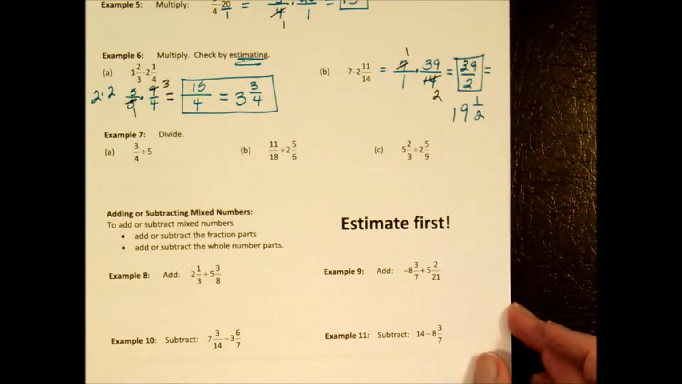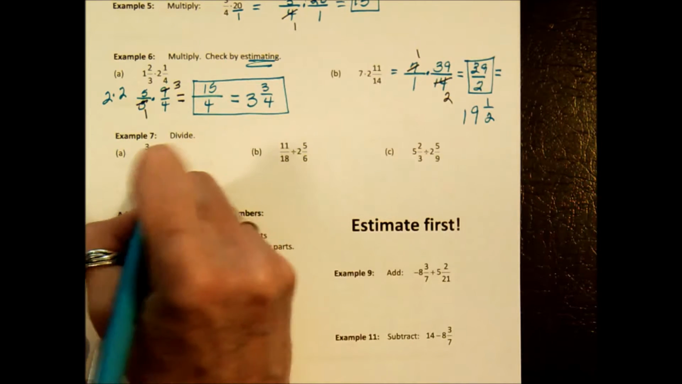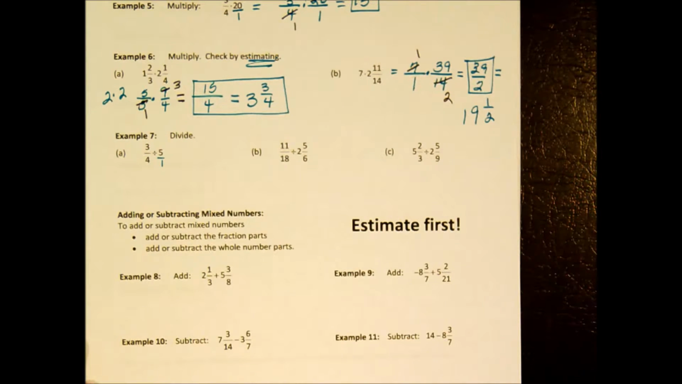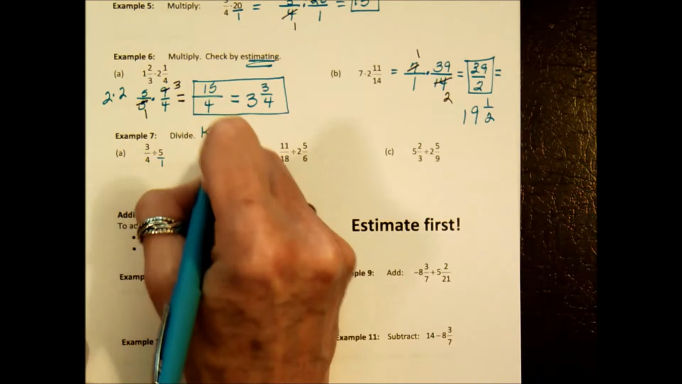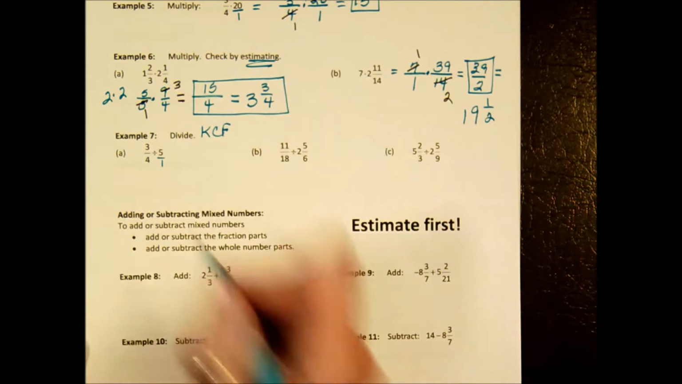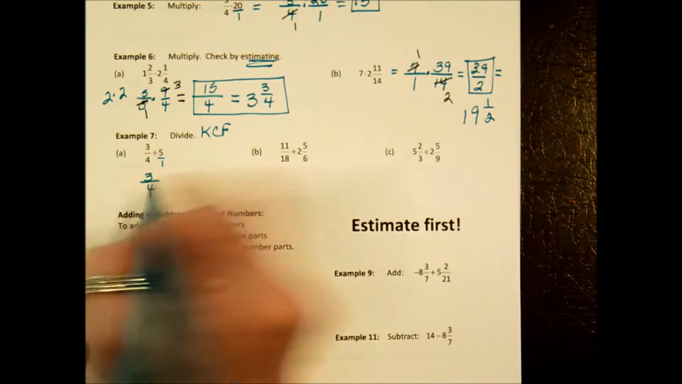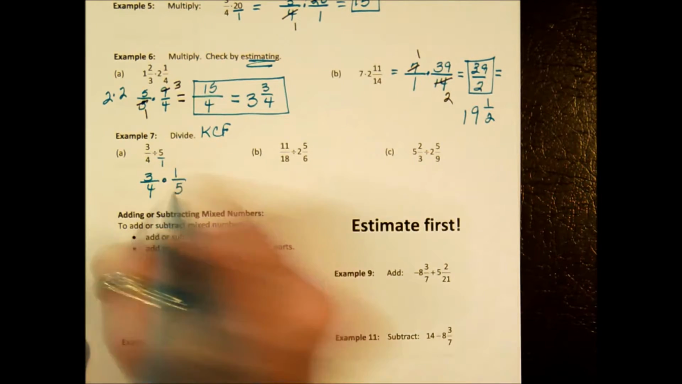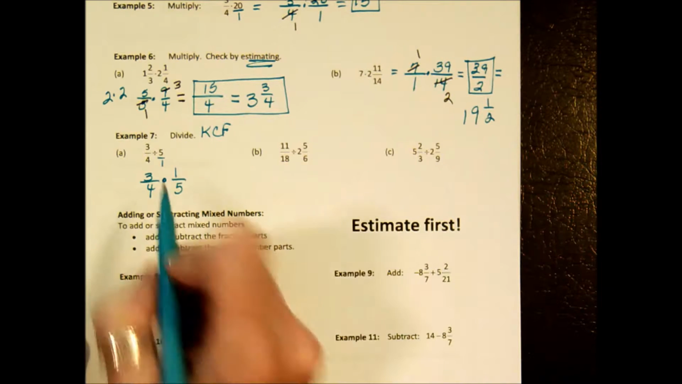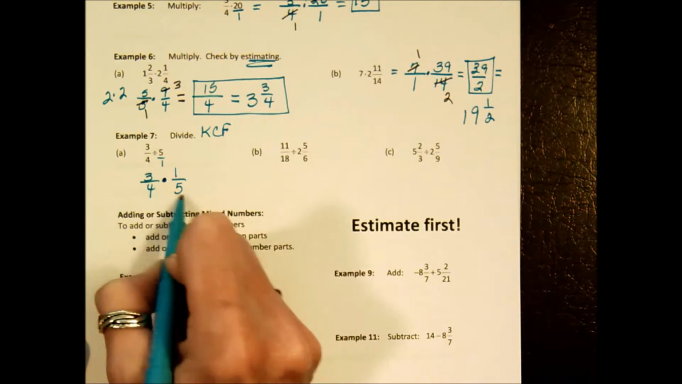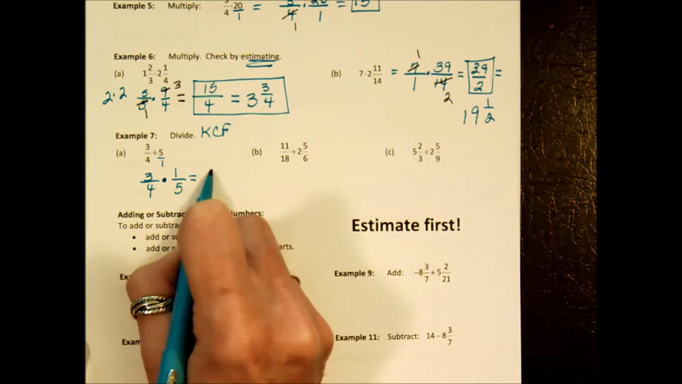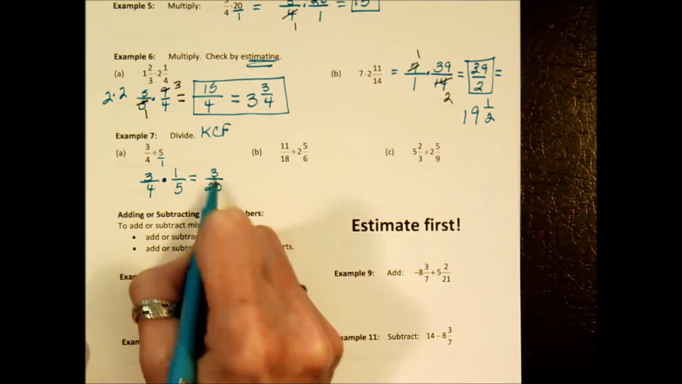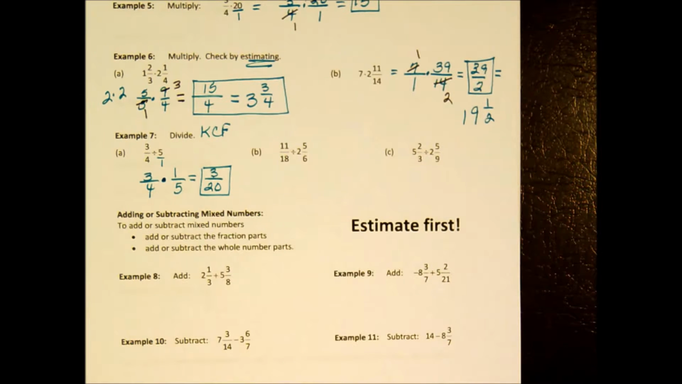Let's look at dividing. First thing we want to do is this over 1 so that we then can do keep, change, flip. Keep the first, change to multiplication, flip to the reciprocal of the second. Now that we're multiplying, you can see if you can cross cancel. You can't, so you just multiply and get 3/20.